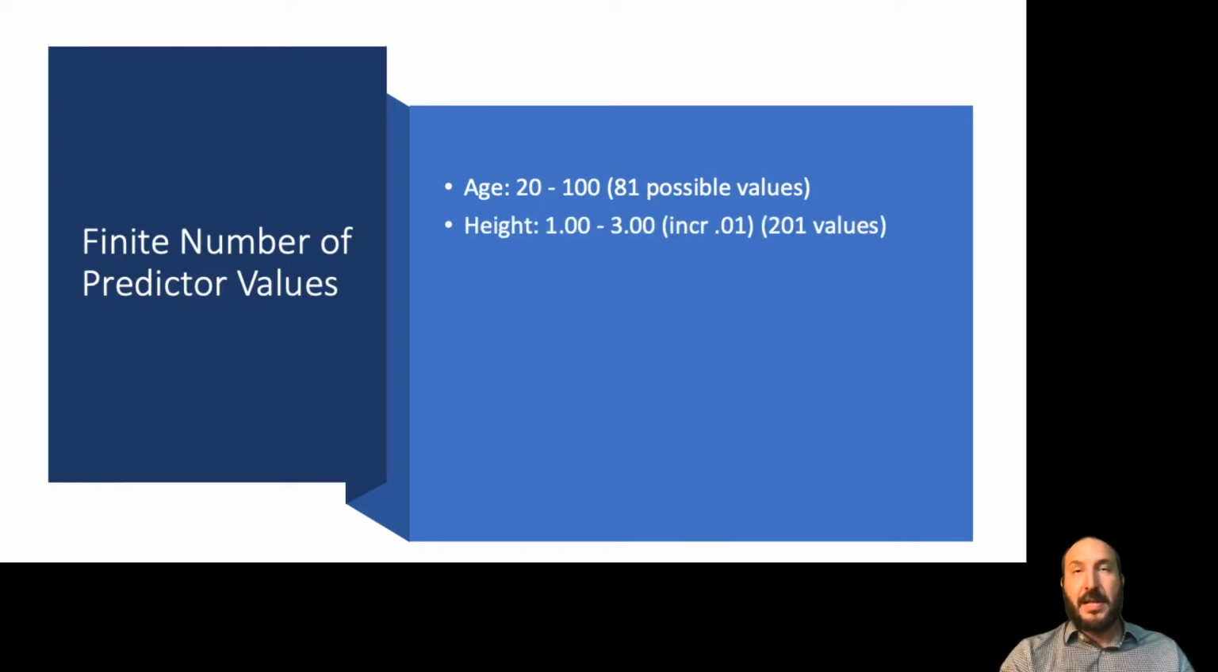Now, since I've got a finite number of predictor values, let's think about how that would look. So age is between 20 and 100. That means there's 81 possible values. Height, let's say height is in meters, and we're going to say people are between 1 and 3 meters tall, and we only care about increments of 0.01 meters. That would give us 201 possible values. For US state, we're going to think about the 50 US states plus DC, so there's only 51 possible values.